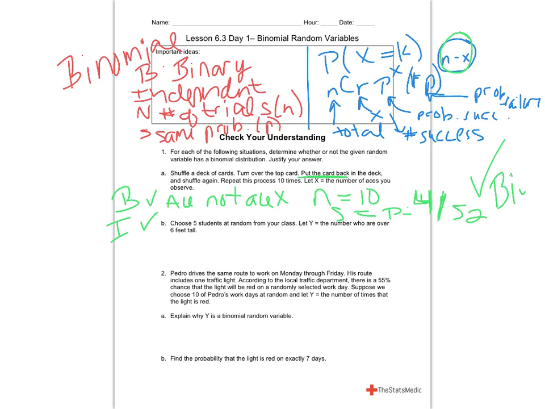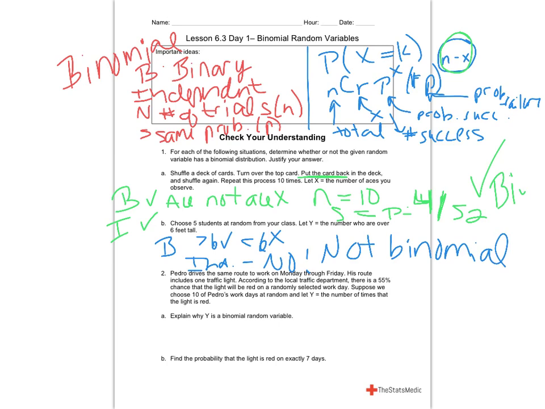All right, let's look at the second one. Choose 5 students at random from your class. Let Y equal the number who are over 6 feet tall. Okay, so my B, is it binary? Do I have a success and a failure? Greater than 6 feet, that would be a success, right? Less than 6 feet would be a failure. So I have the binary part. Okay, are they independent? No, they are not. I have no replacement happening. I am not picking a student, putting them back, picking a student, putting them back. Right? So my probability is going to be changing every time. So this is not a binomial distribution.